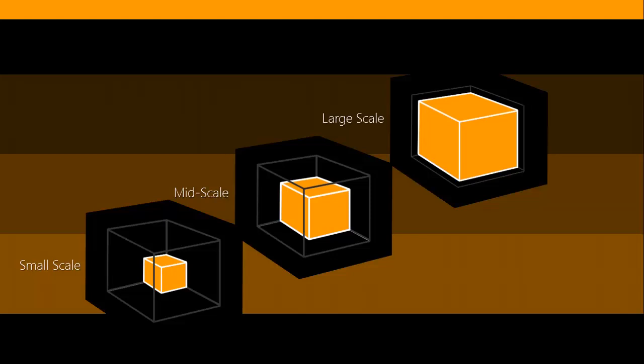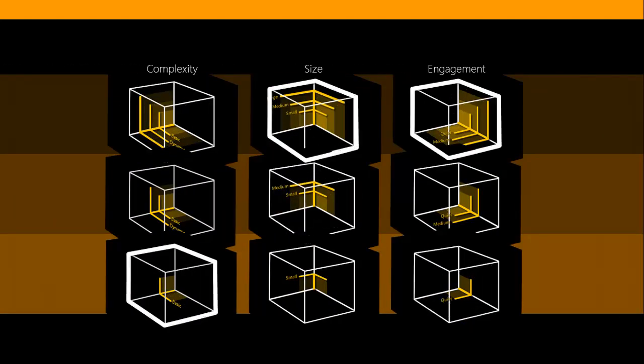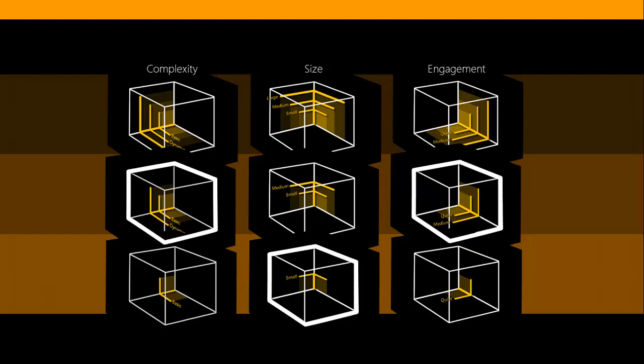Again, there is no law that says each of these parameters must grow at the same rate. Indeed, it's common to find sites of mixed scale, where one or two of the factors differs greatly from that of the third, with a consequent influence on governance format.